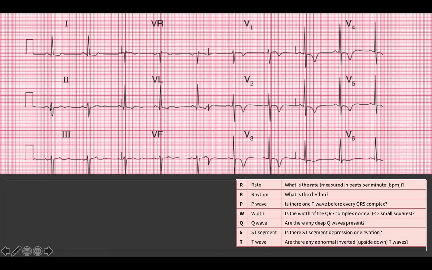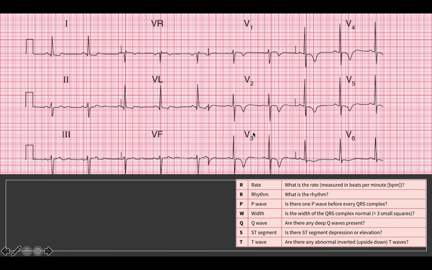Are there any pathological Q waves? No. Why is the S wave more negative in the third lead? We'll come to that in just a second. Everything else seems to be normal. Is there a pathological Q wave? No, there is no pathological Q wave.